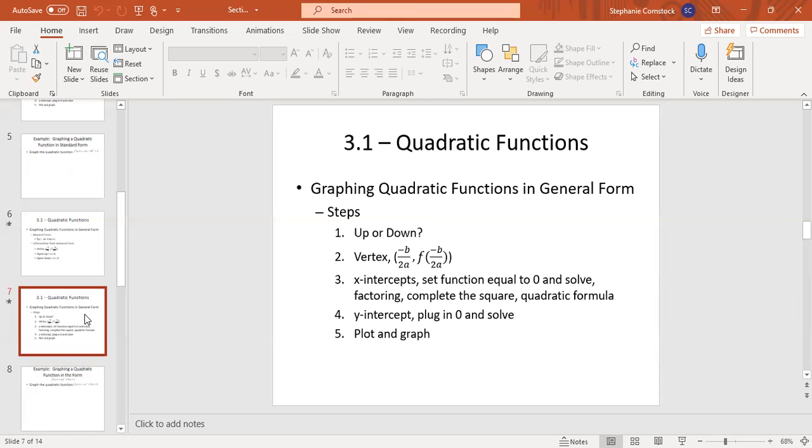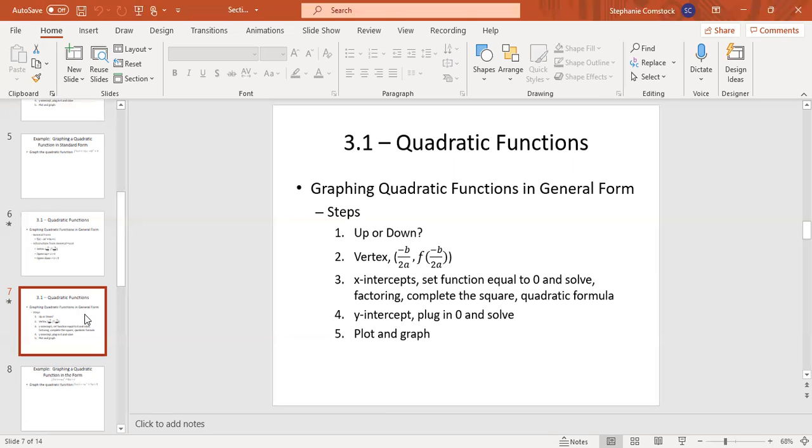So again, the first thing I want to know is, does it open up or down? This, again, just gives me a basic idea as to which way it's going to go. Next is I still want to find my vertex. Now, there is going to be a little bit more math in doing this because I actually have to process some values to find my vertex. Our x-intercepts, we're still going to set our function equal to 0. More than likely, you're going to have to solve this using either factoring or the quadratic formula. You could complete the square, but probably factoring or quadratic formula are going to be the two big options there. The y-intercept is actually going to be the really easy math for this one, with plugging in 0 just because of the format. And again, we're going to plot and graph.